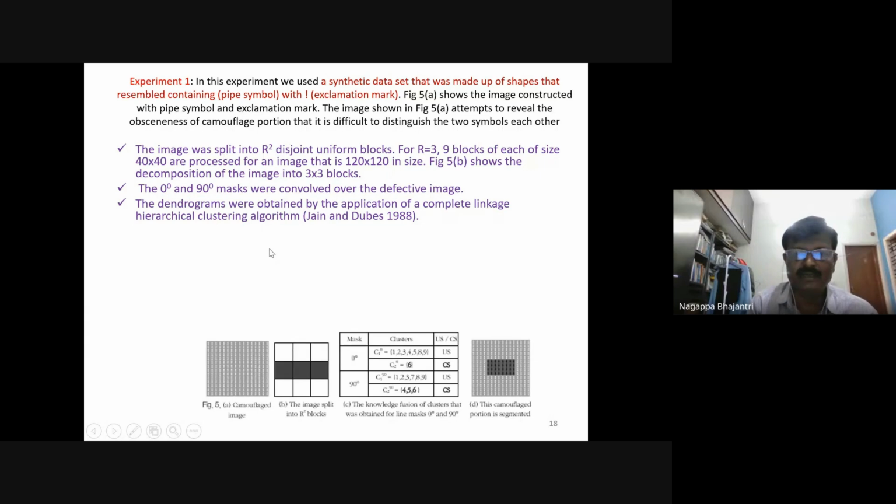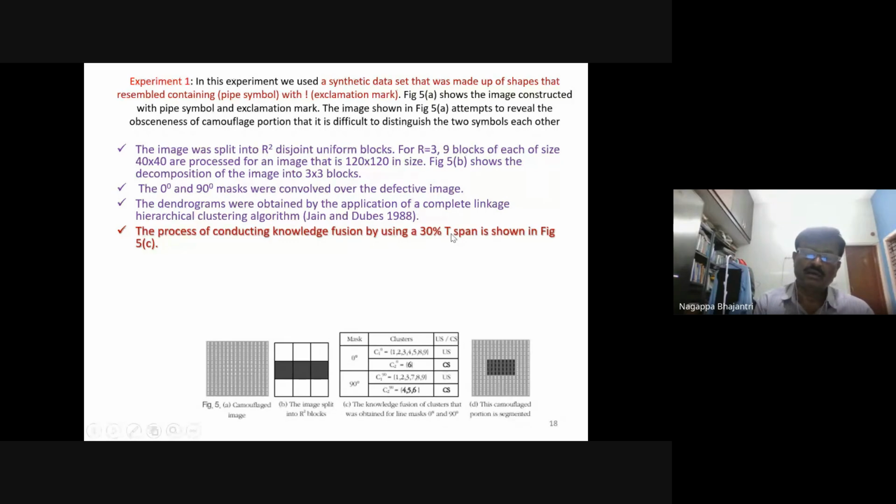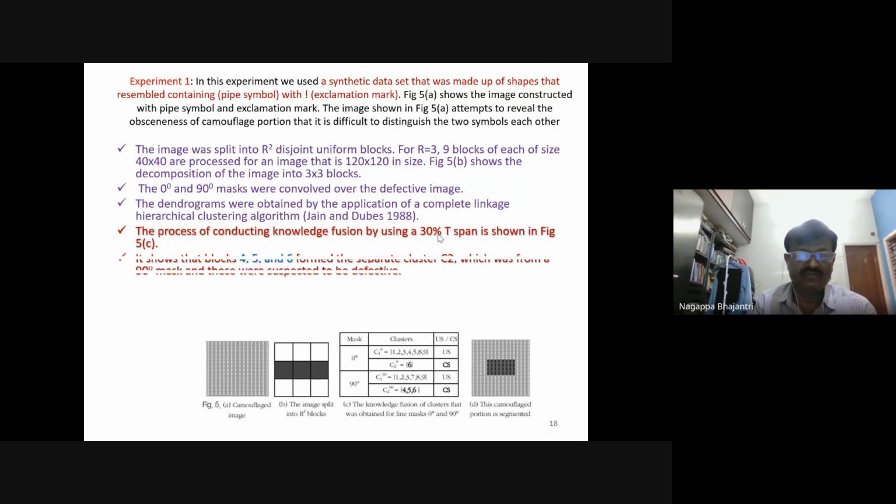With this, I will exercise the clustering algorithm. This process will be conducted for the knowledge fusion. We have fixed a 30% threshold because we found experimentally, empirically, that 30% is enough to sufficiently divide the given foreground as well as the background into 2 class parameters. So that is given in 5C.